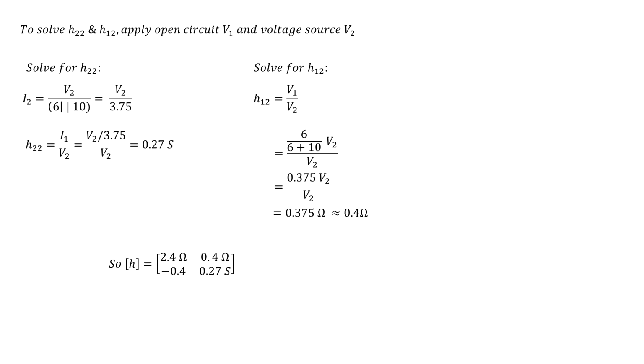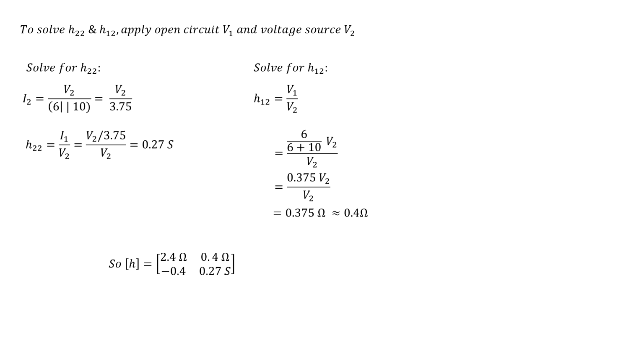Then we can solve for H22 and H12. For this we first open circuit V1 and put in a voltage source at V2. Then you solve for H22 and H12.